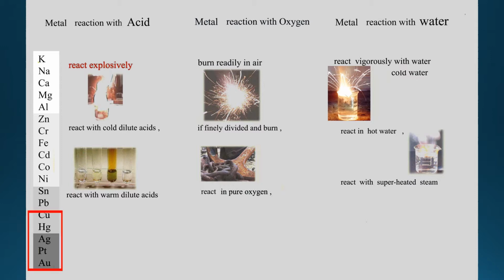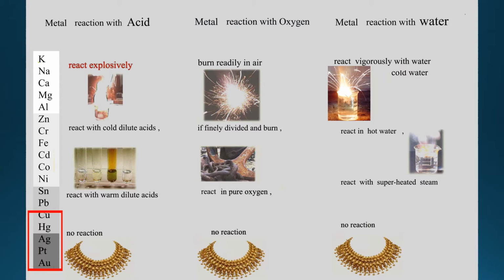How would they react? The clue is, remember, the lower group are less willing to give out electrons, unreactive. So the answer for this group is no reaction, no reaction, no reaction. No matter whether you put them into hot acid, or pure oxygen, finely divided, or superheated steam, it doesn't make a difference. They will have no reaction.